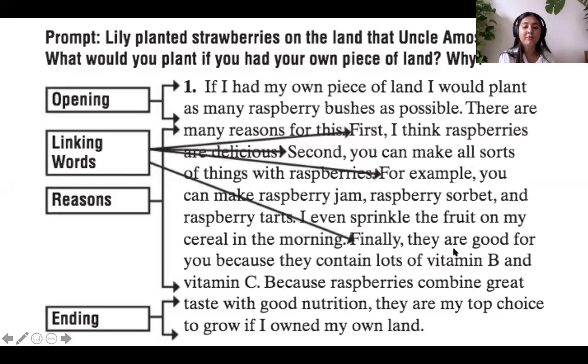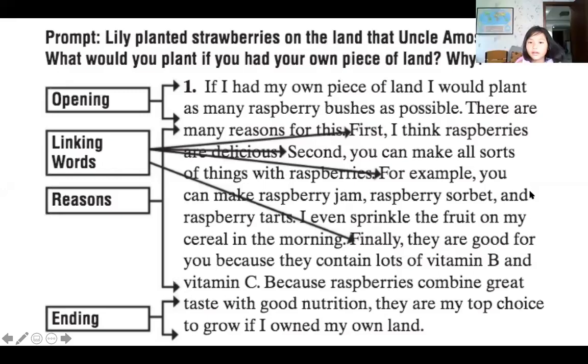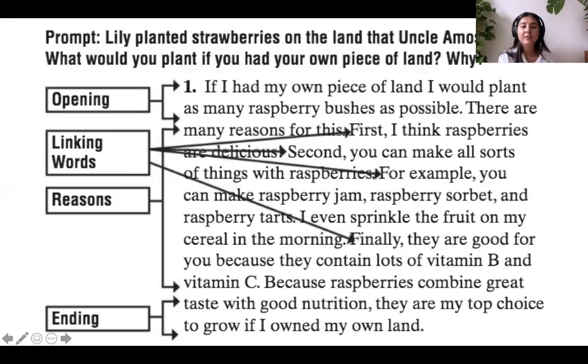Can you give me one reason, please? Katie. First, I think raspberries are delicious. Good job. So their first reason is that raspberries are delicious. Amazing. Kaki, what's another reason that they have? Second, you can make all sorts of things with raspberries. Good job. Yeah, so that's their reason. Their second reason is that you can make all sorts of things with raspberries.